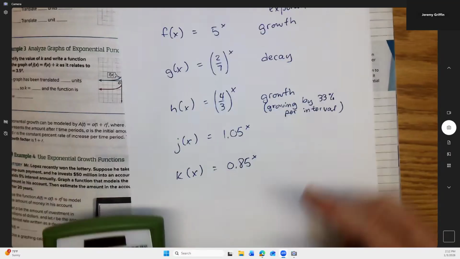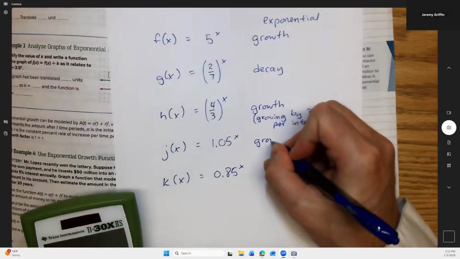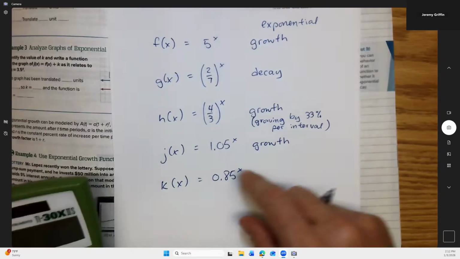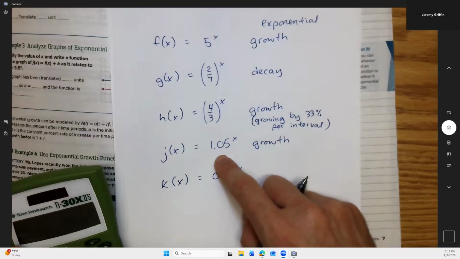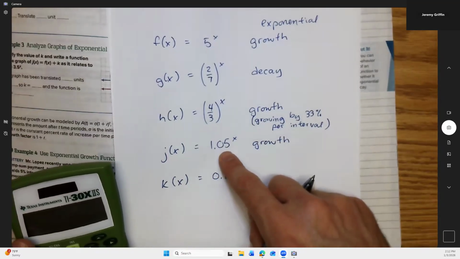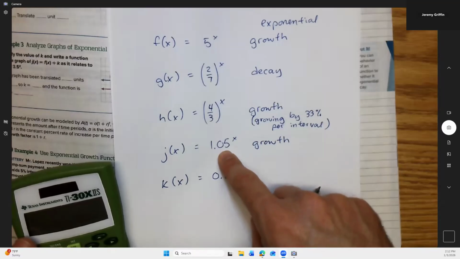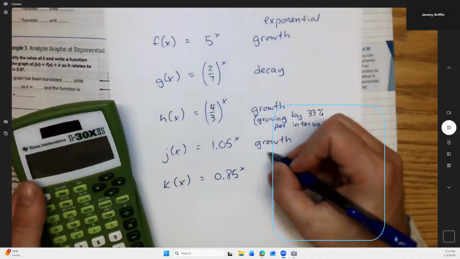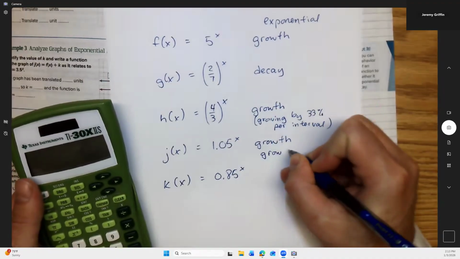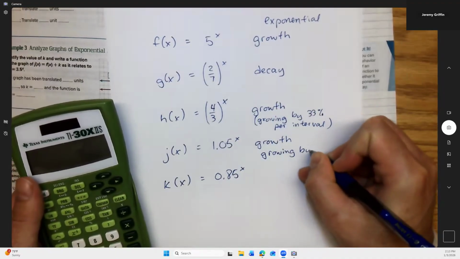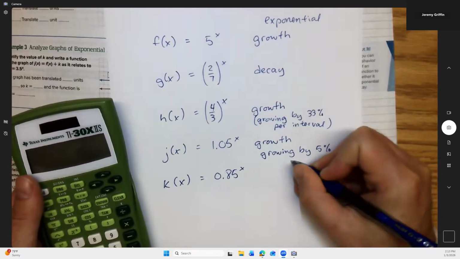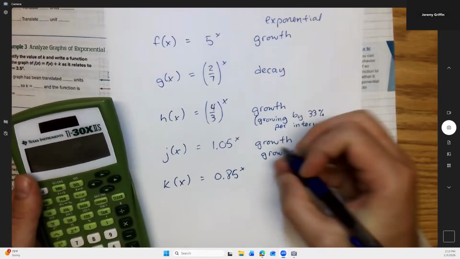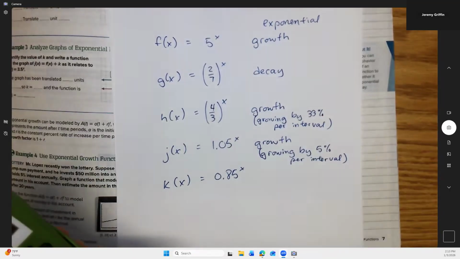This next one is also growth. Same thing as Mr. Lopez and his lottery winnings. Maybe he invests in whatever account he has, whether it's index funds or a certificate of deposit, whatever it's doing. It's earning 5% interest per year times however many years. I say growing by 5% per interval. In the example we did a few minutes ago, every interval represented 1 year, so 5% per year.